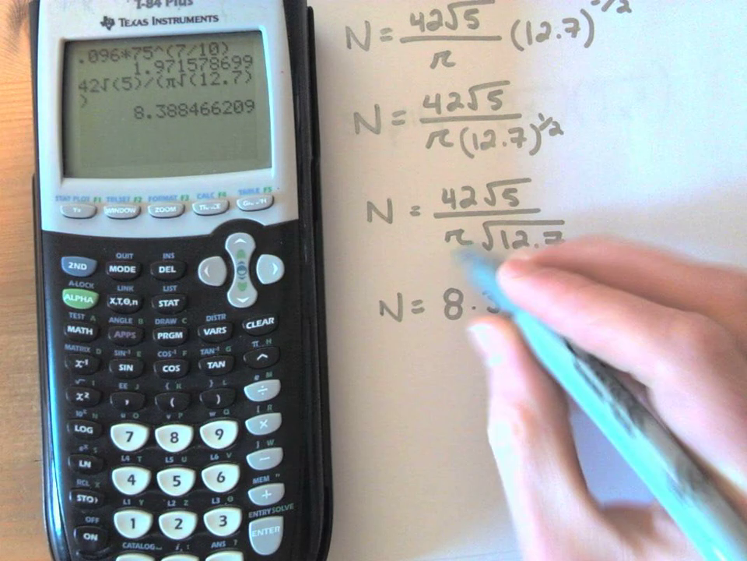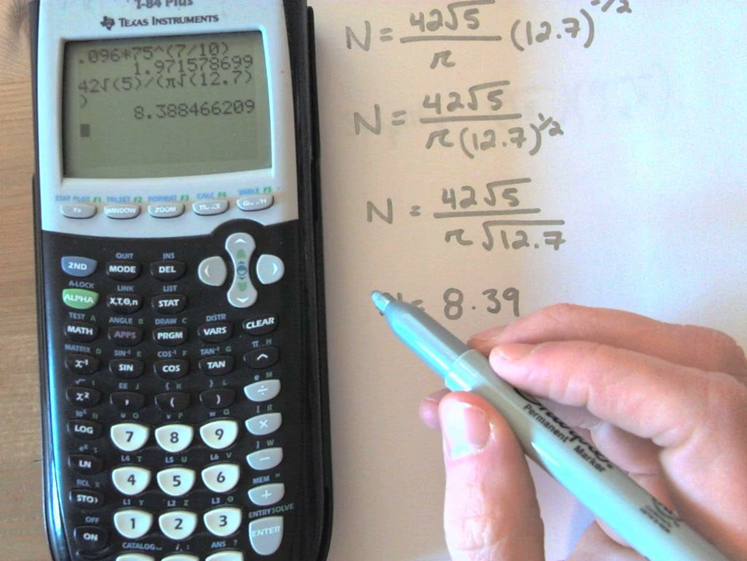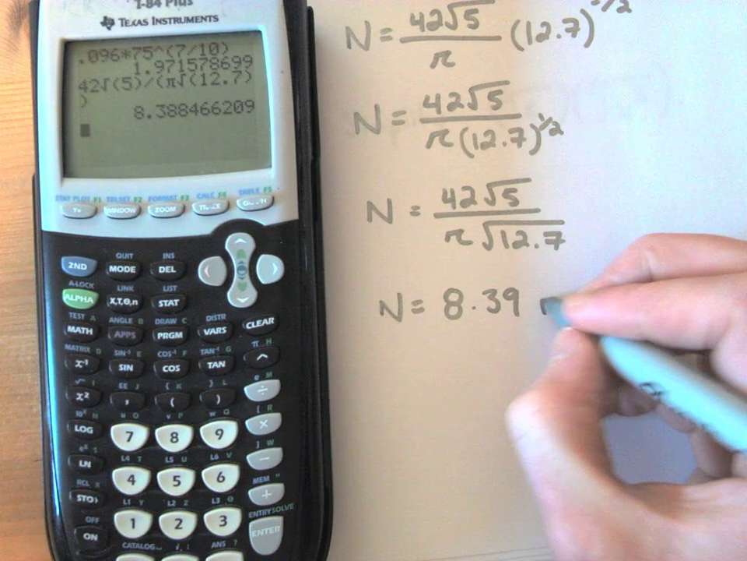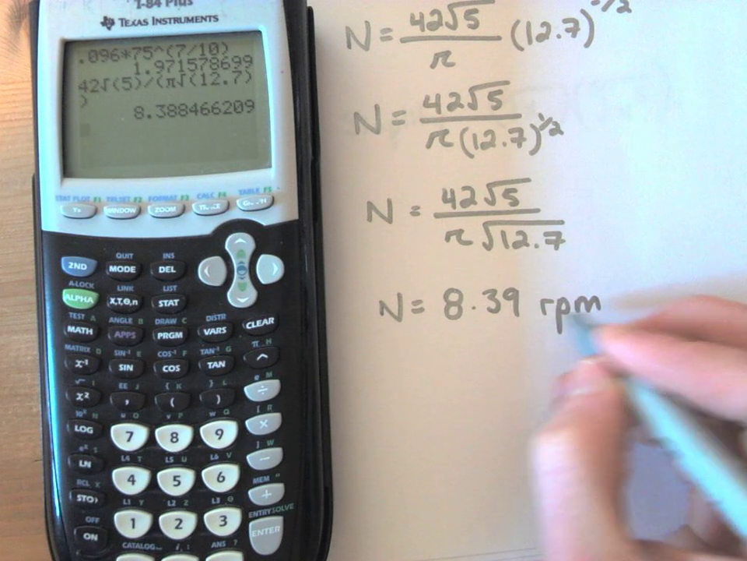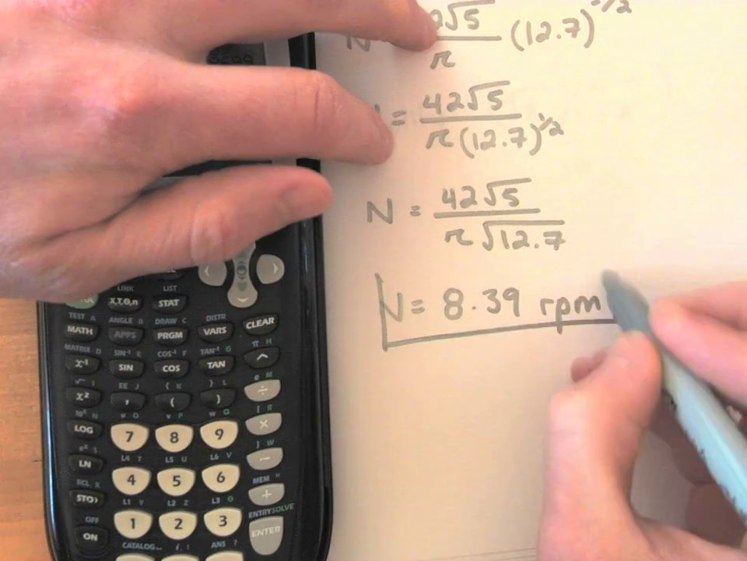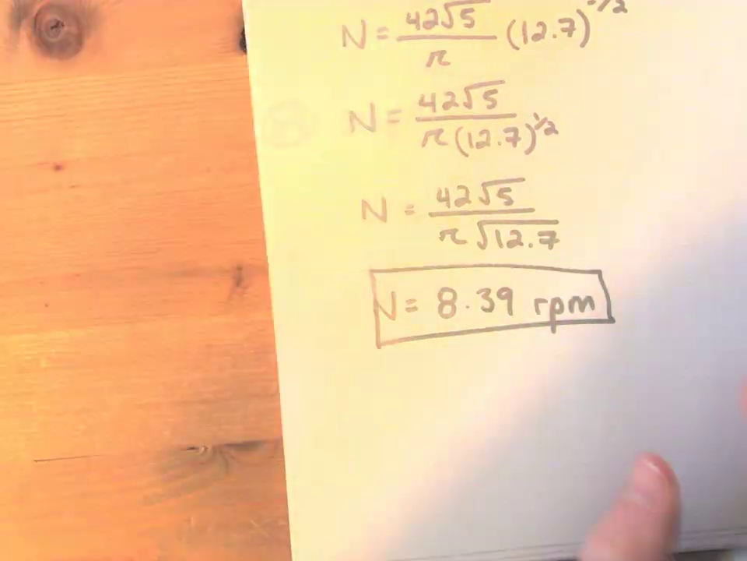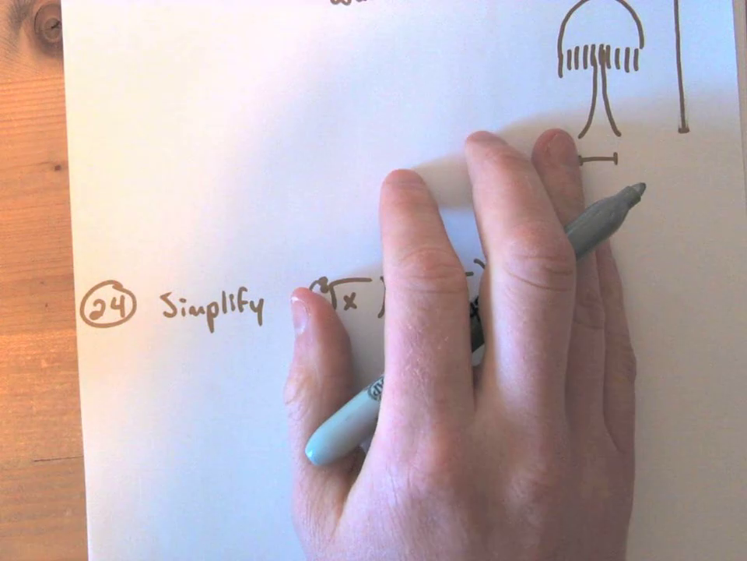And what does n mean? We can look in the question. It's saying n means rotations per minute. So this space station rotates 8 and a bit times per 60 seconds. Alright, so that question's done. So now we go into 23.